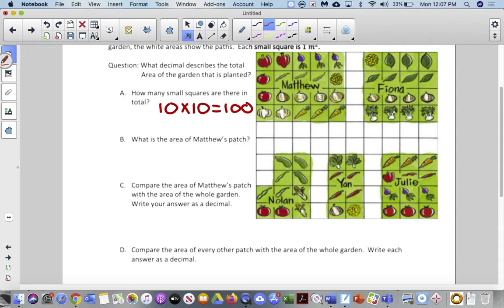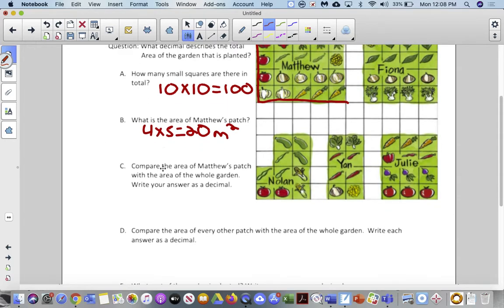What is the area of Matthew's patch? Well, Matthew's patch is 1, 2, 3, 4 by 1, 2, 3, 4, 5. So that is 4 times 5, which is 20 meters squared. It says compare the area of Matthew's patch with the area of the whole garden. So this would be 20 squares out of a total of 100, which would be 0.20.